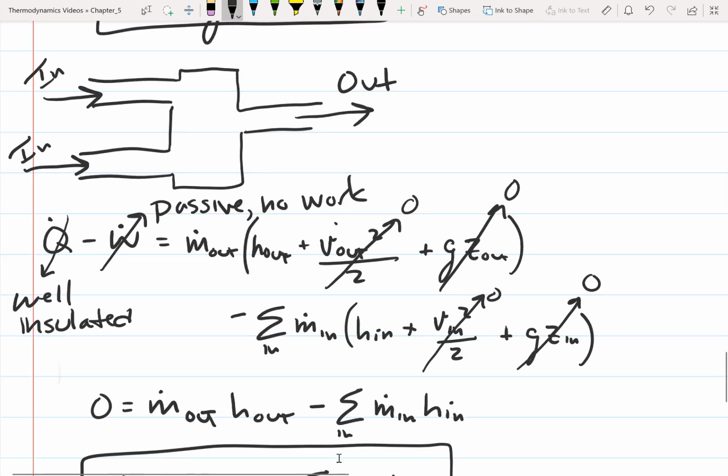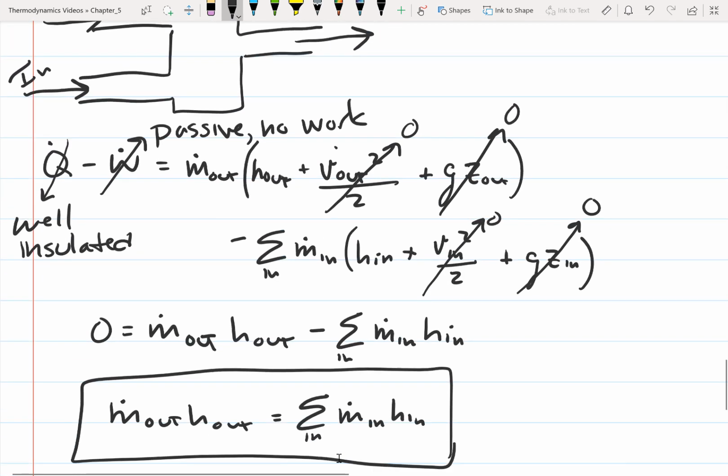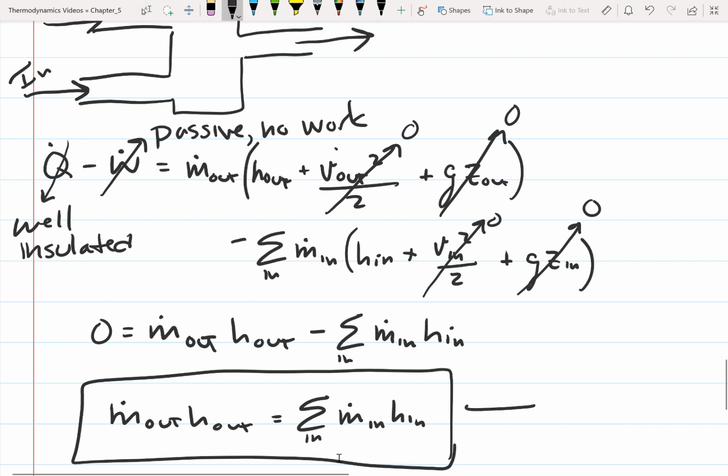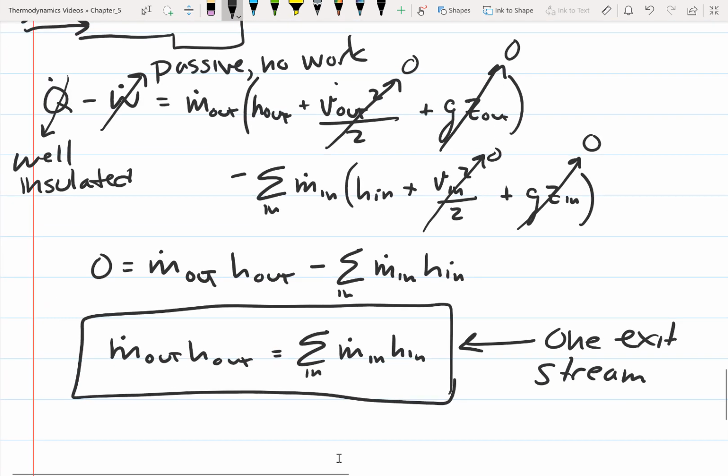So first law, energy balance for a mixing chamber, and this is with one exit stream. So just remember the assumptions that go into this. We're assuming that it's well insulated. We're assuming that there's not large changes in the velocities. We're assuming the elevation is approximately constant. And we're assuming that there's one exit stream. All right, so that's the mixing chamber.